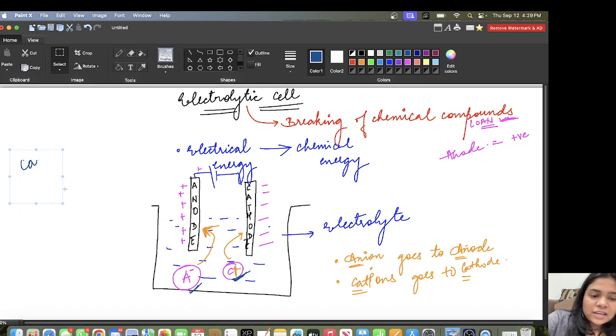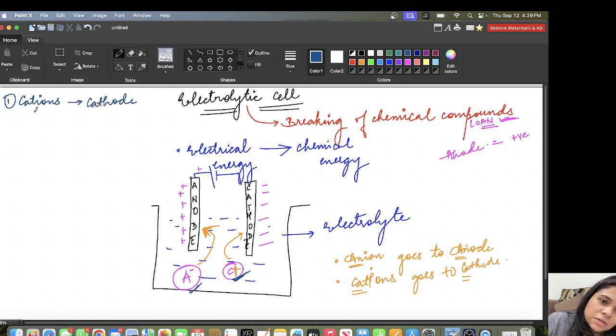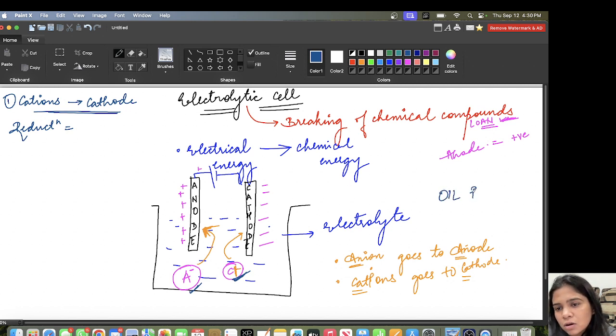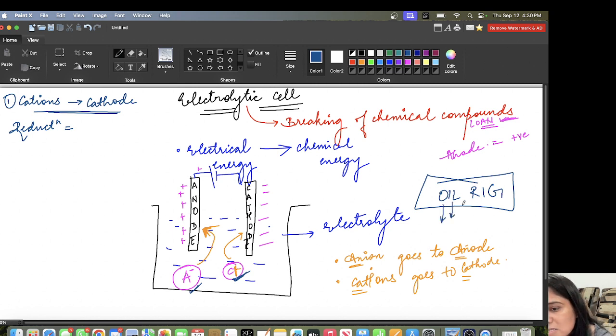Now the first thing, cations are going towards your cathode. In cathode, reduction happens, right? Reduction means gain of electrons. Just remember this, OIL RIG, the word to not get confused with oxidation and reduction. Oxidation is loss of electrons, reduction is gain of electrons. So C plus is going to cathode. At cathode, your C plus will accept an electron to become C.